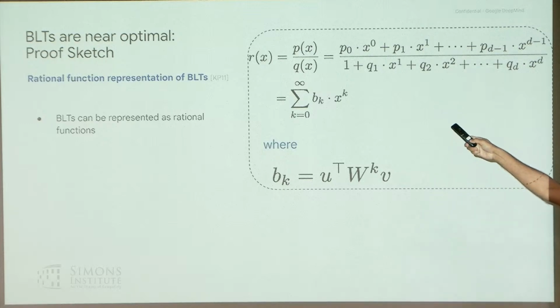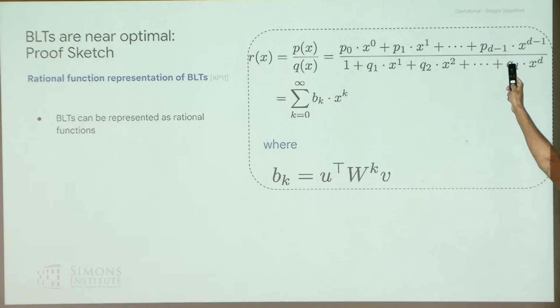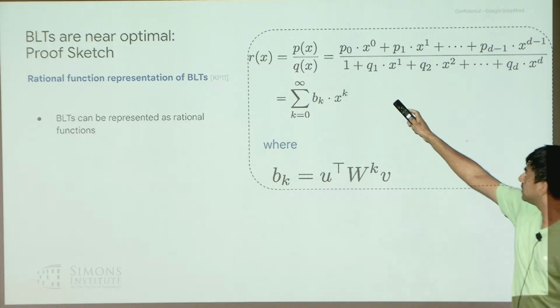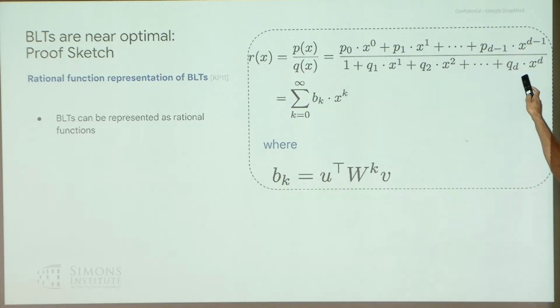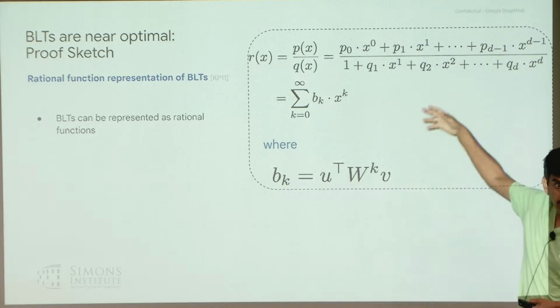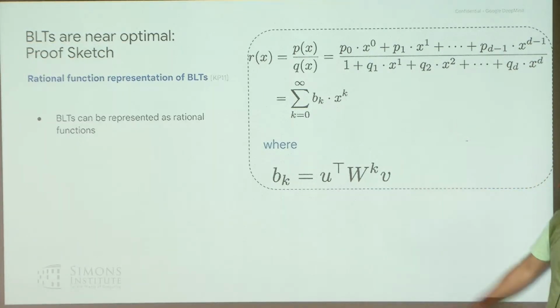It is a ratio of two polynomials where the numerator polynomial has degree d minus 1, and the denominator polynomial is 1 plus up until which goes to degree d. So the denominator has degree 1 more. Then there are other formulations of it. This was just most convenient for us.